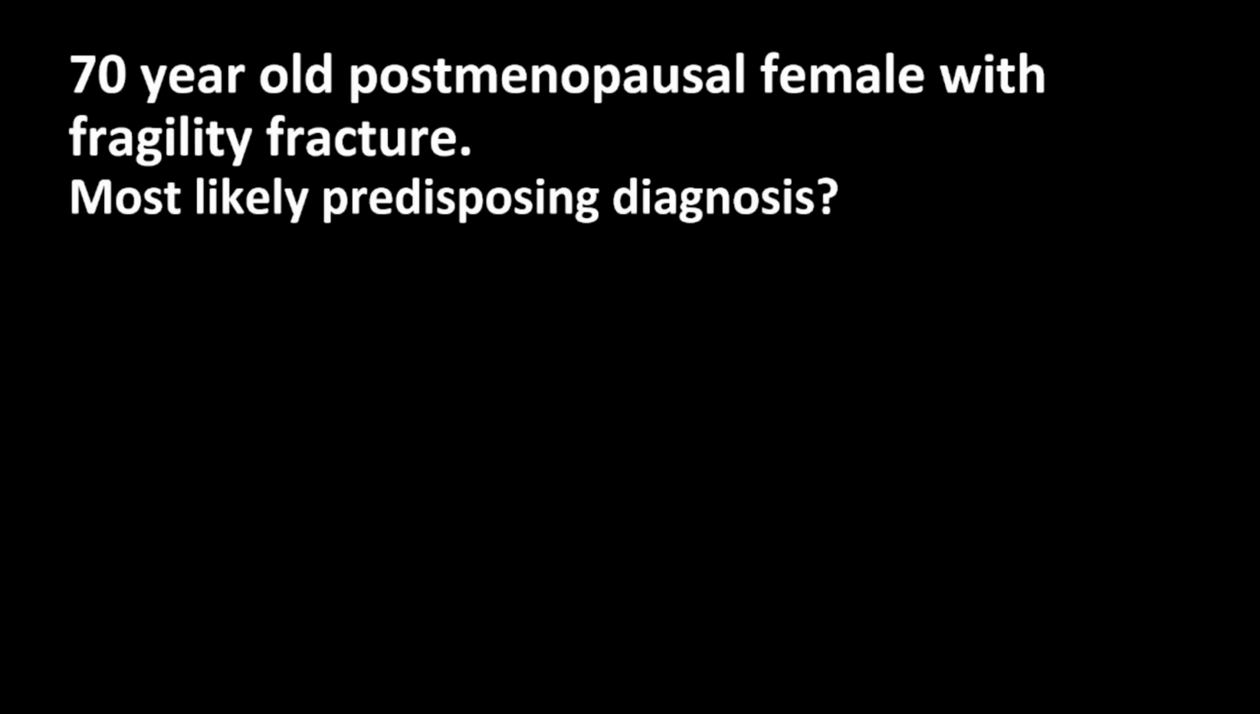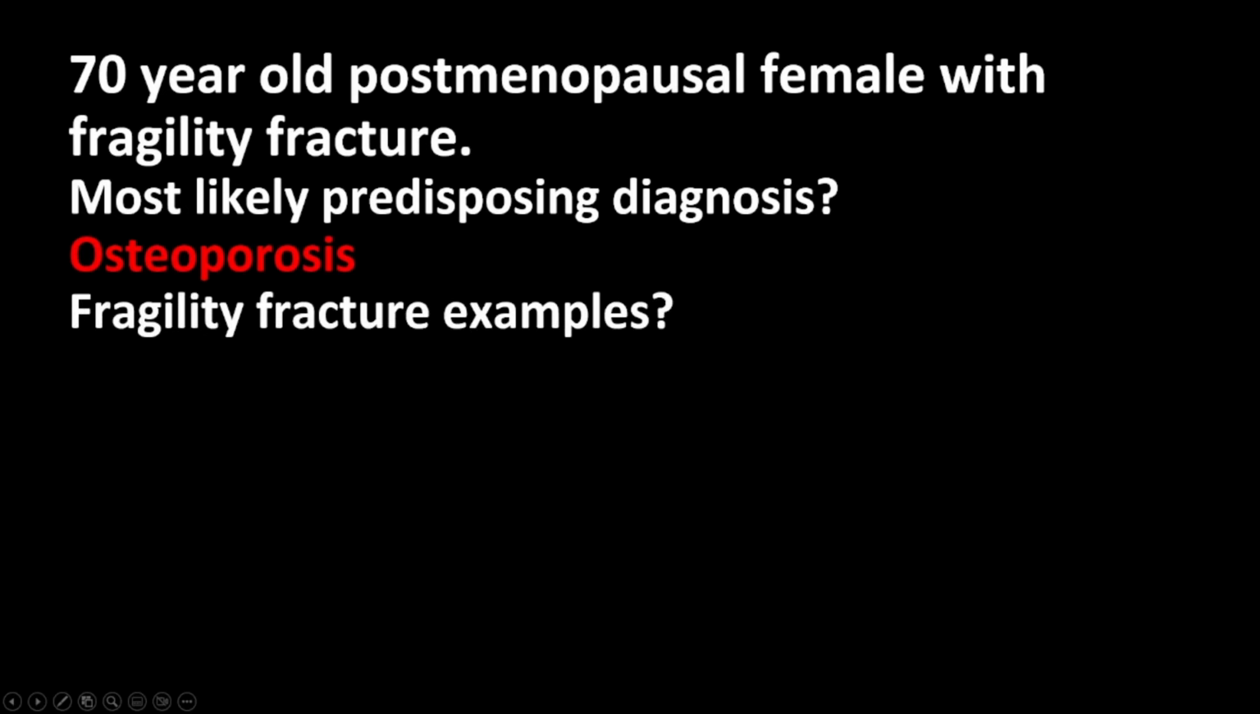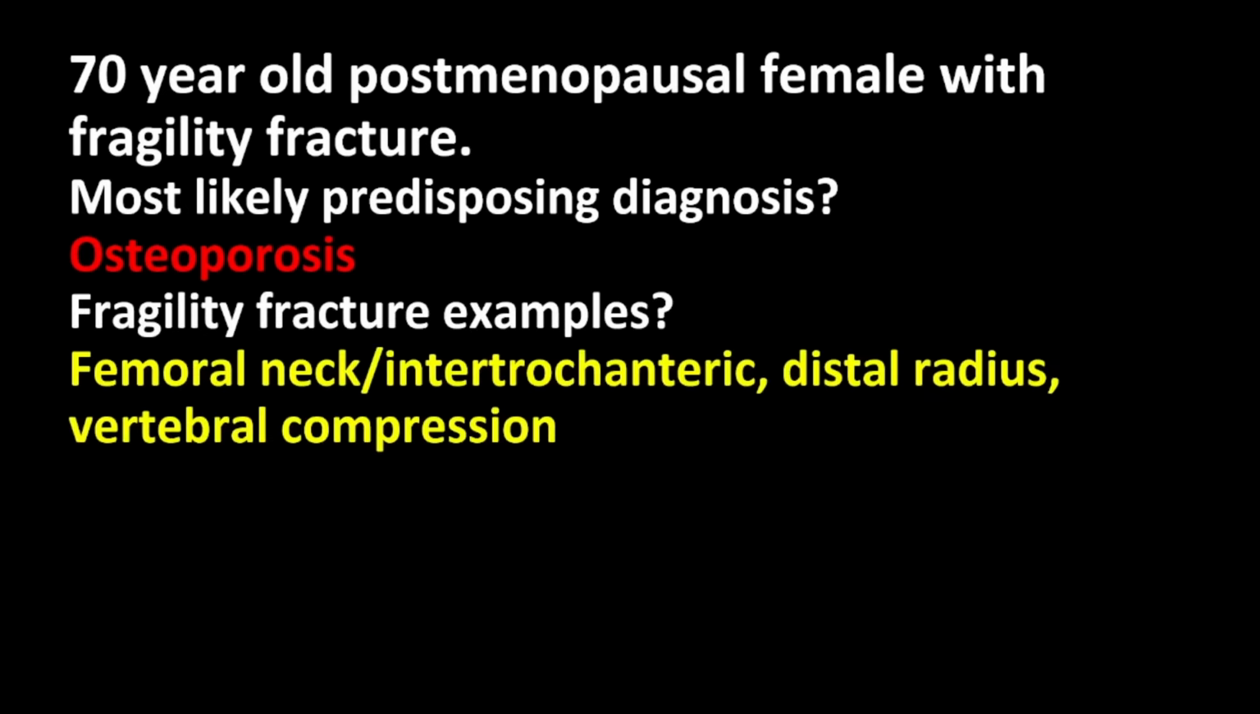All right, next, let's say that they give you a 70-year-old postmenopausal woman with a fragility fracture. What is the most likely predisposing diagnosis for this incident? The predisposing diagnosis is osteoporosis, and some other examples of fragility fractures include femoral neck or intertrochanteric fractures, distal radius fractures, or also vertebral compression fractures.